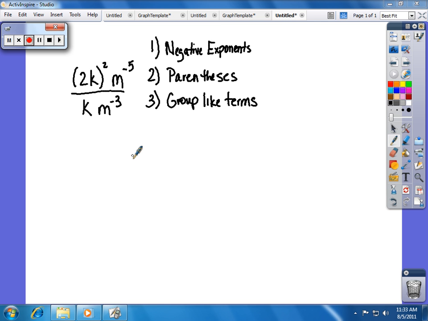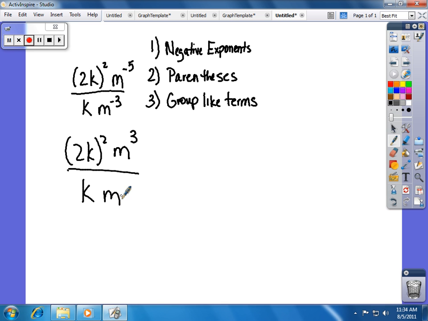Alright, so from that rule table we know that when we have a negative exponent, it flips the position. So this m to the negative 3 now comes up on top, and it now becomes positive. And this m to the negative 5 on top is now going to move to the bottom, and again it becomes positive. Okay. Now I'm going to deal with my term that's in the parentheses here.